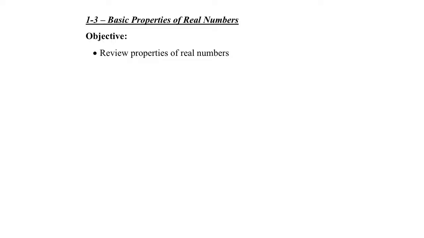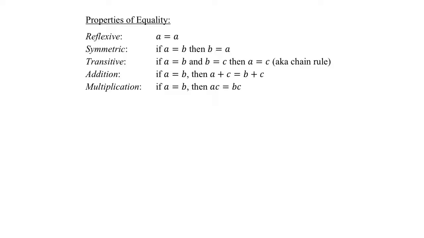So 1-3 is the basic properties of real numbers. Real numbers. So we're not talking about imaginary numbers here, right? Now we're talking about real numbers still. So let's start with this first part. So we have some properties of equality.